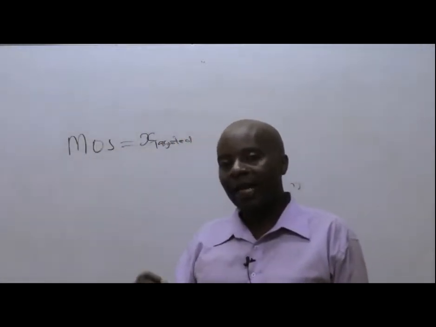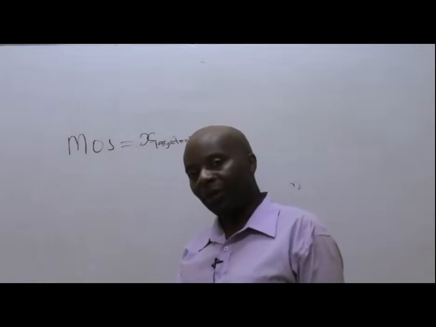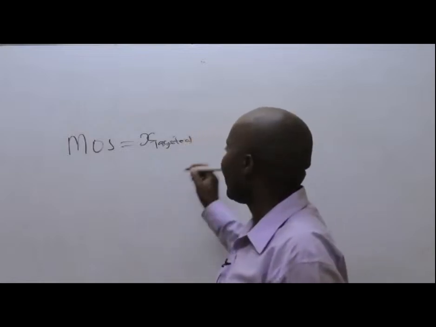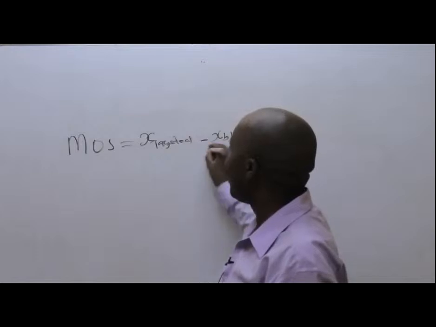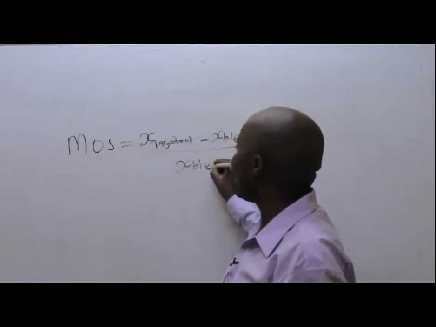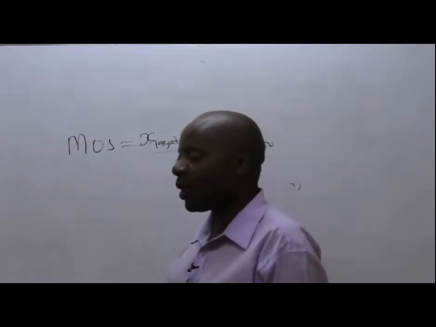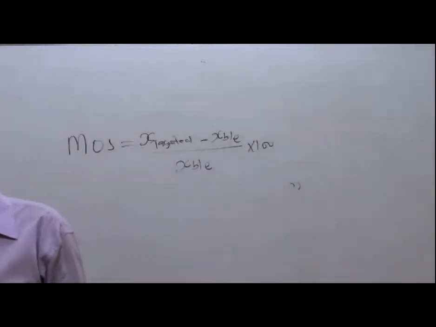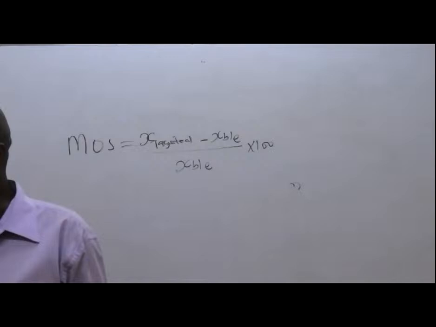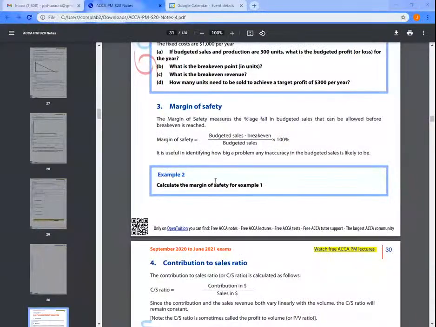What quantity are we targeting to sell in a particular period? Minus the break-even quantity, all over the break-even quantity, times 100. This is a very important formula to be memorized. If you can't memorize it, you'll get yourself into problems. Sorry, that is over the targeted quantity. Over X targeted or budgeted.